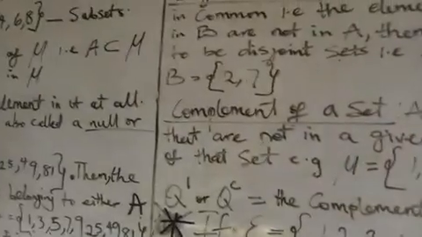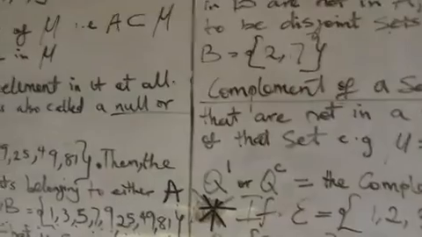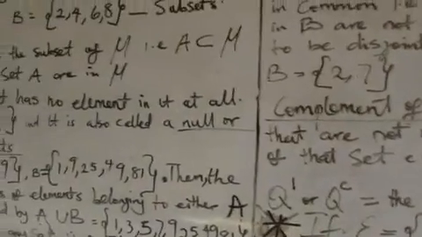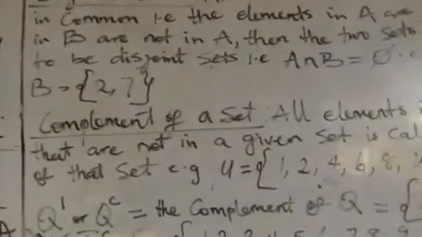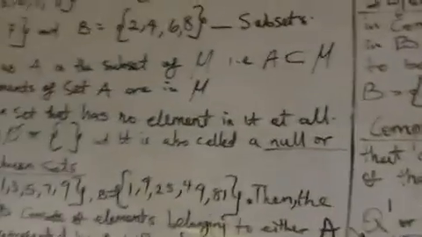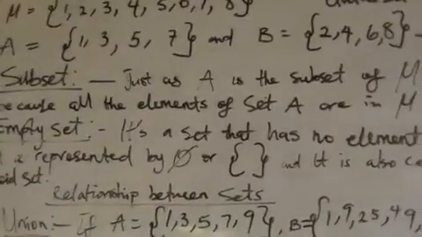In the next section, we'll be talking about representing sets using a Venn diagram. The Venn diagram, I think, is one of the crucial aspects of set theory. All right, keep reading, keep studying.